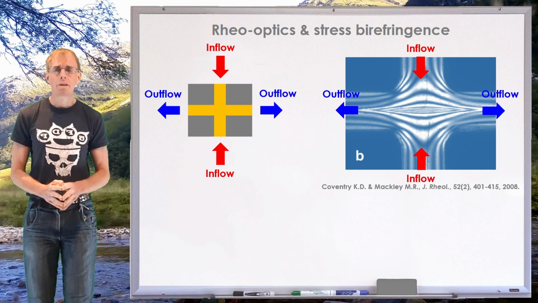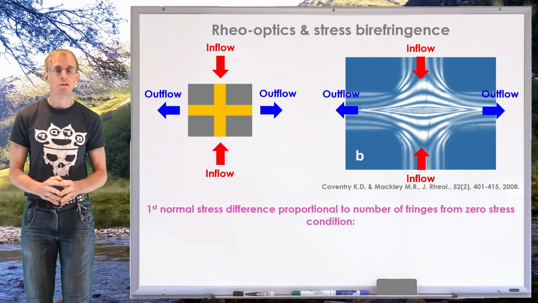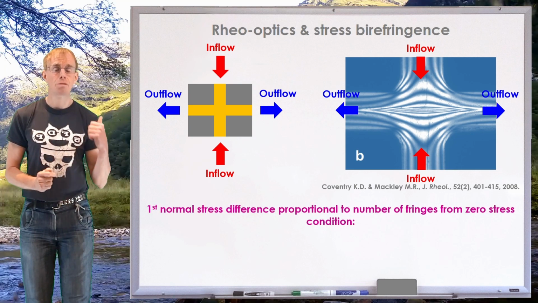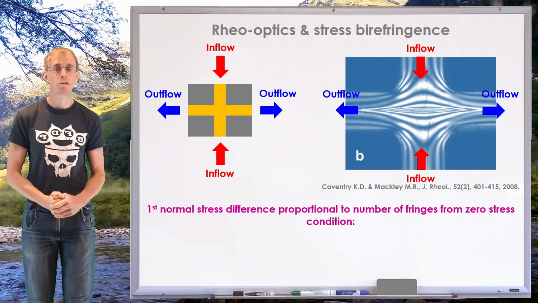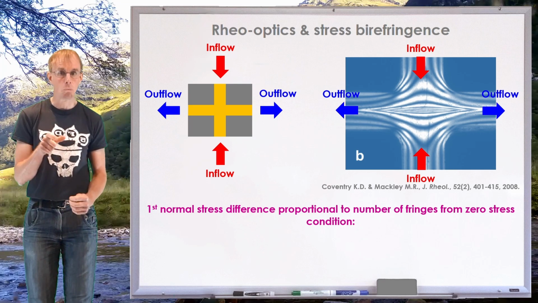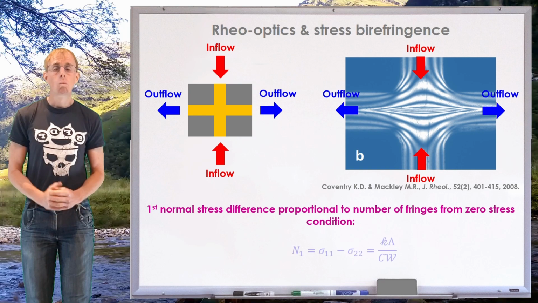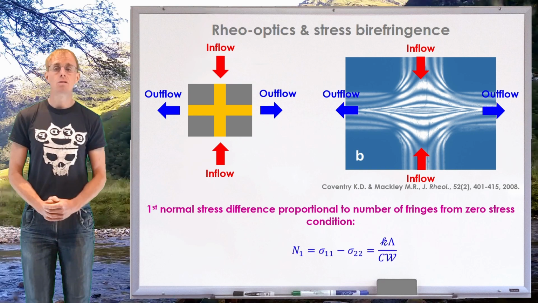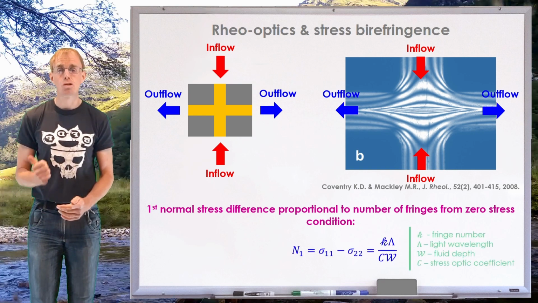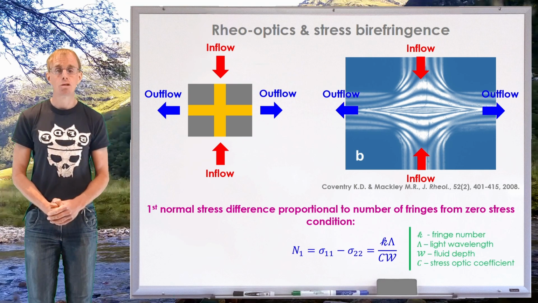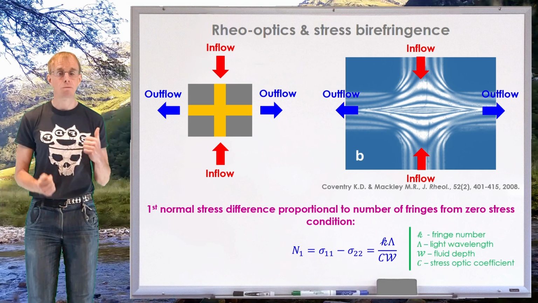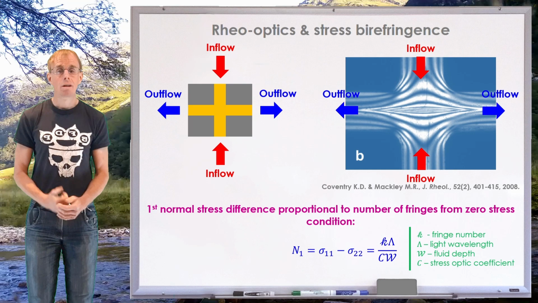So the first normal stress difference is directly proportional to the number of fringes in this image from the zero stress condition. You've just got to pin down where exactly that zero stress condition is. We can calculate the magnitude of the first normal stress difference using something called the stress optical rule. And the stress optical rule I've put there on the board. It has 4 parameters involved.